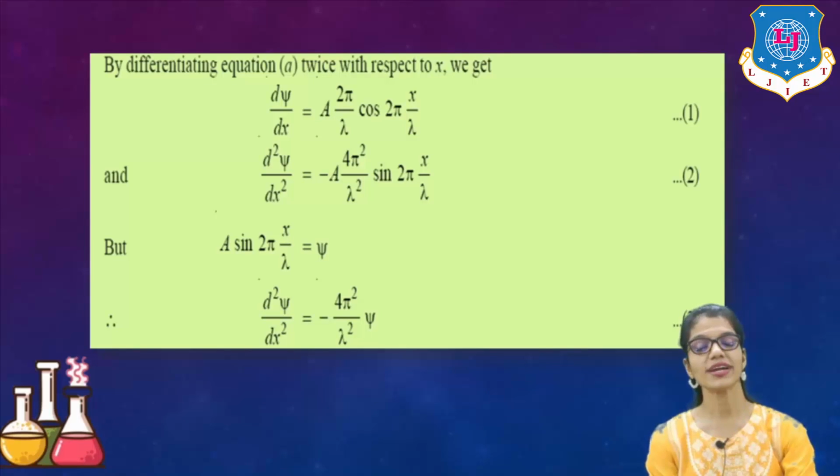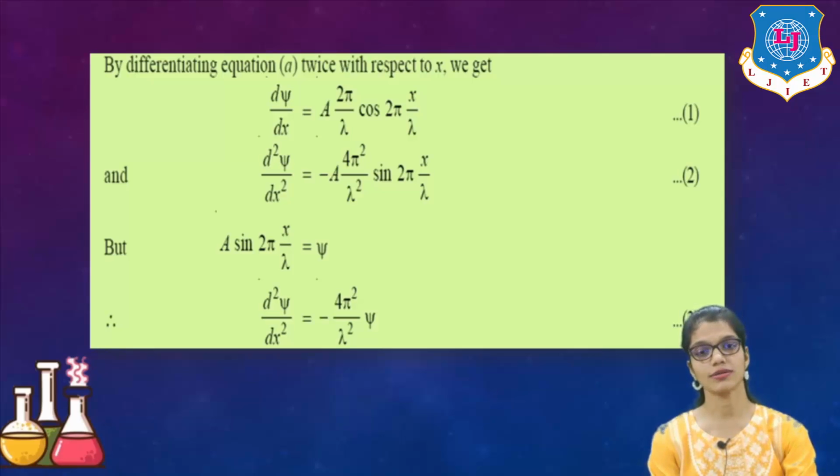By differentiating our equation number A twice with respect to x, we get d psi by dx is equal to a into 2 pi by lambda into cos 2 pi x by lambda. This is known as equation number 1. This is the first time we have differentiated it with respect to x. The second time we have to differentiate it with respect to x. So what will we get?